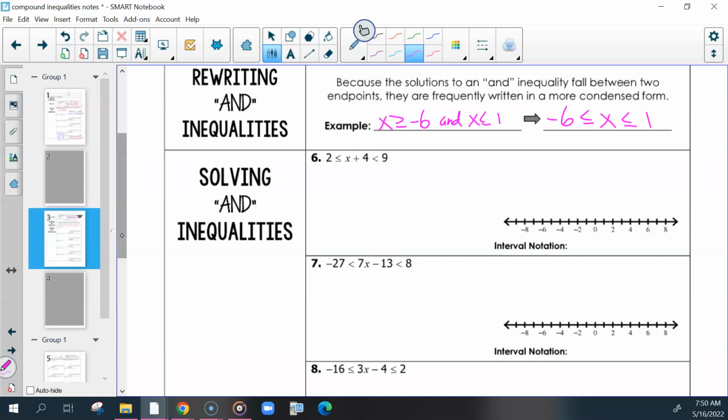For number 6, our goal is to still get x by itself, but in this case, whatever we do, we do it to everything. So how would we get x by itself here? Subtract 4. And we're going to do that in the middle and the outsides. So we have -2 is less than or equal to x, which is less than 5. So when we draw that on our number line, we're going to have a closed circle at -2, an open circle at 5, and a line connecting them.